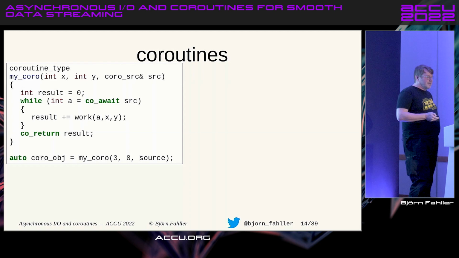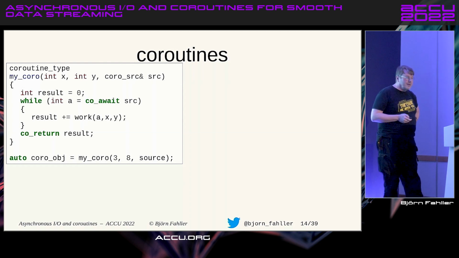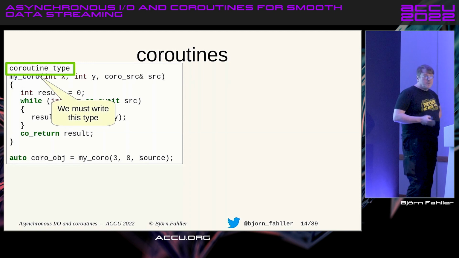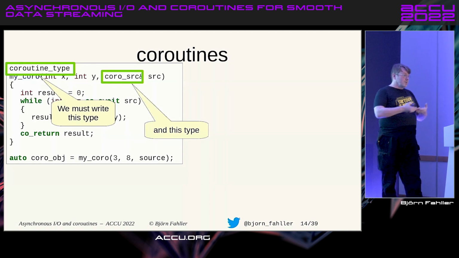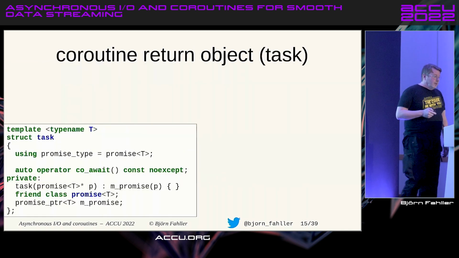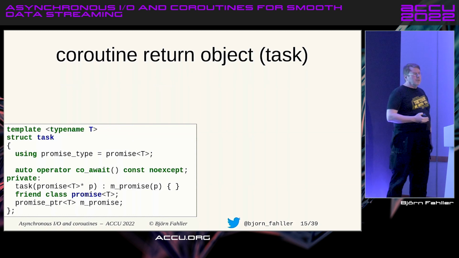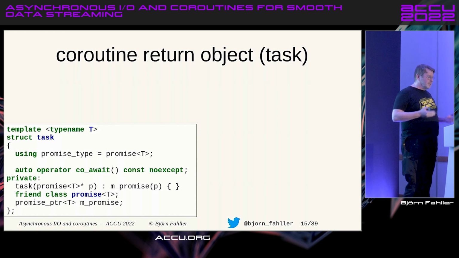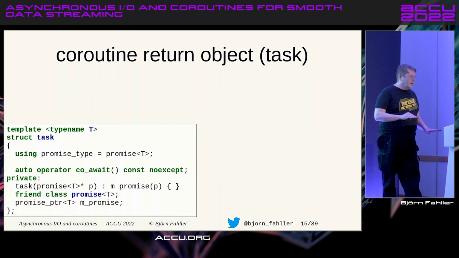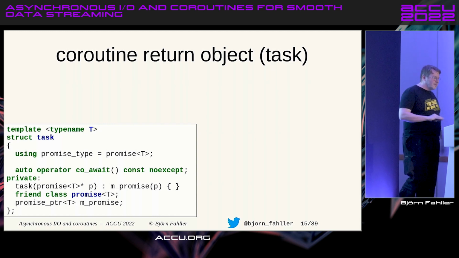Since we don't actually have much support from the standard library to speak of, it means that this coroutine type is one that we must write. Or if you're lucky enough to find an open source library that you can use, by all means. And also this coroutine source that we co-await values from, you have to write this one yourself. Most blogs and articles and conference videos that I've seen about coroutines refer to these as tasks. So I will not add to the confusion by using a different name. I'm sticking to task.